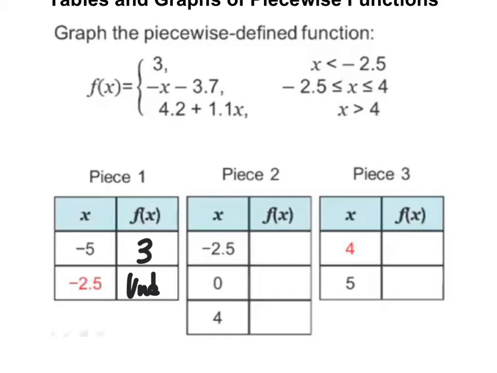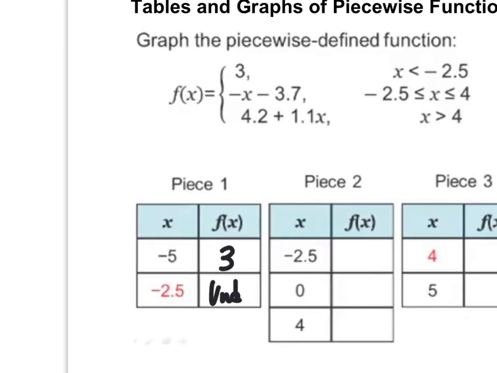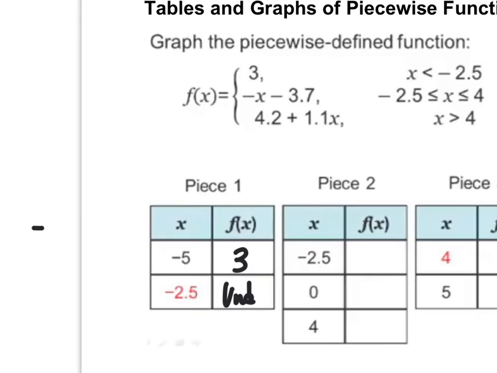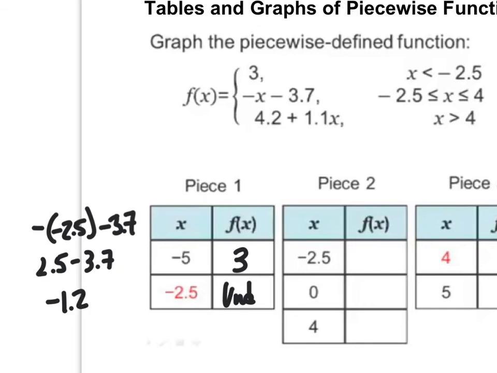Okay, undefined. All right. Now, if I were to plug in, say, -2.5 into my second piece, because these x values are between -2.5 and +4, let's see what we get. If I took -(-2.5) and then -3.7, what's that going to give me? That's going to give me +2.5 minus 3.7, and that's going to give me a value of -1.2. Okay, so my y value here would be -1.2.